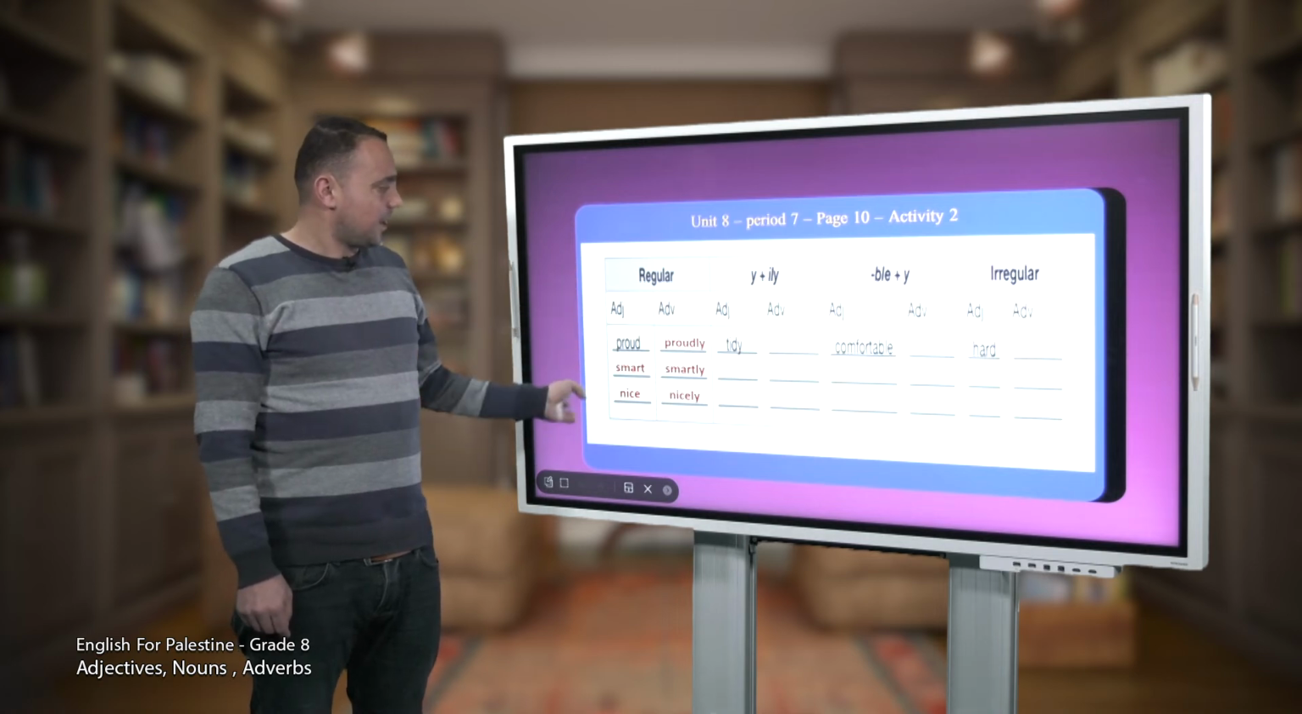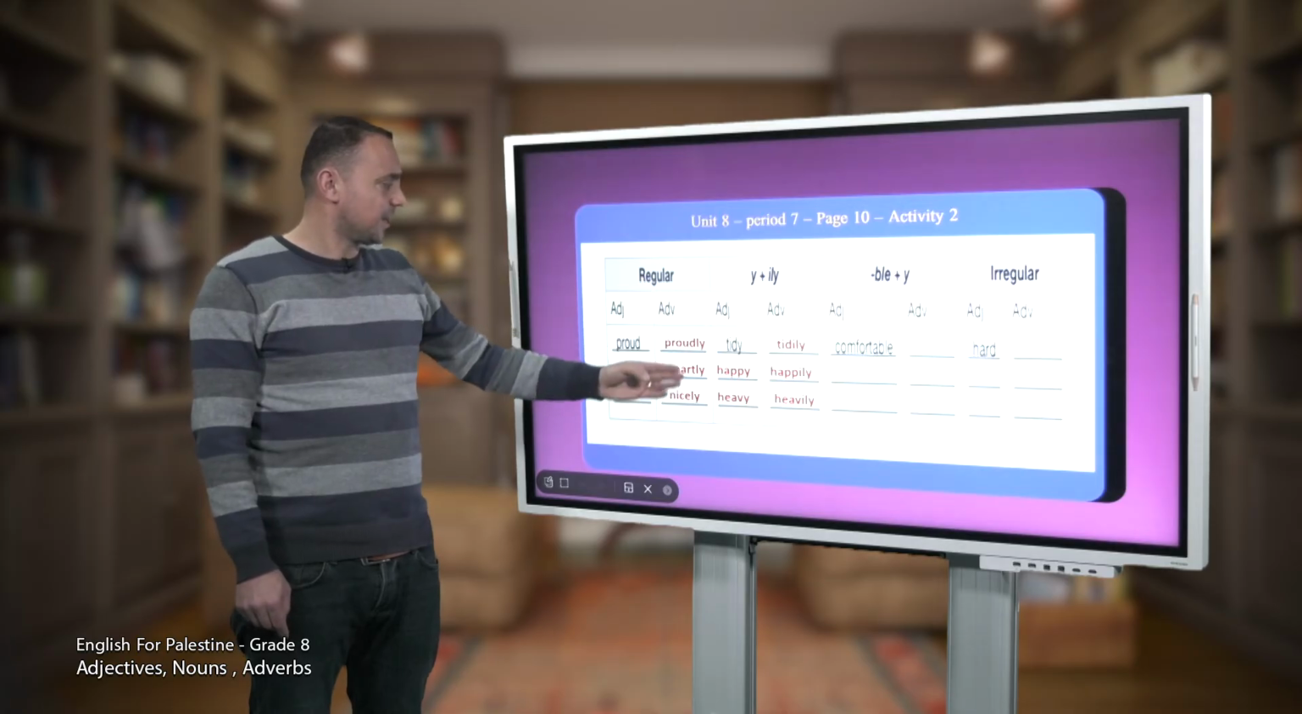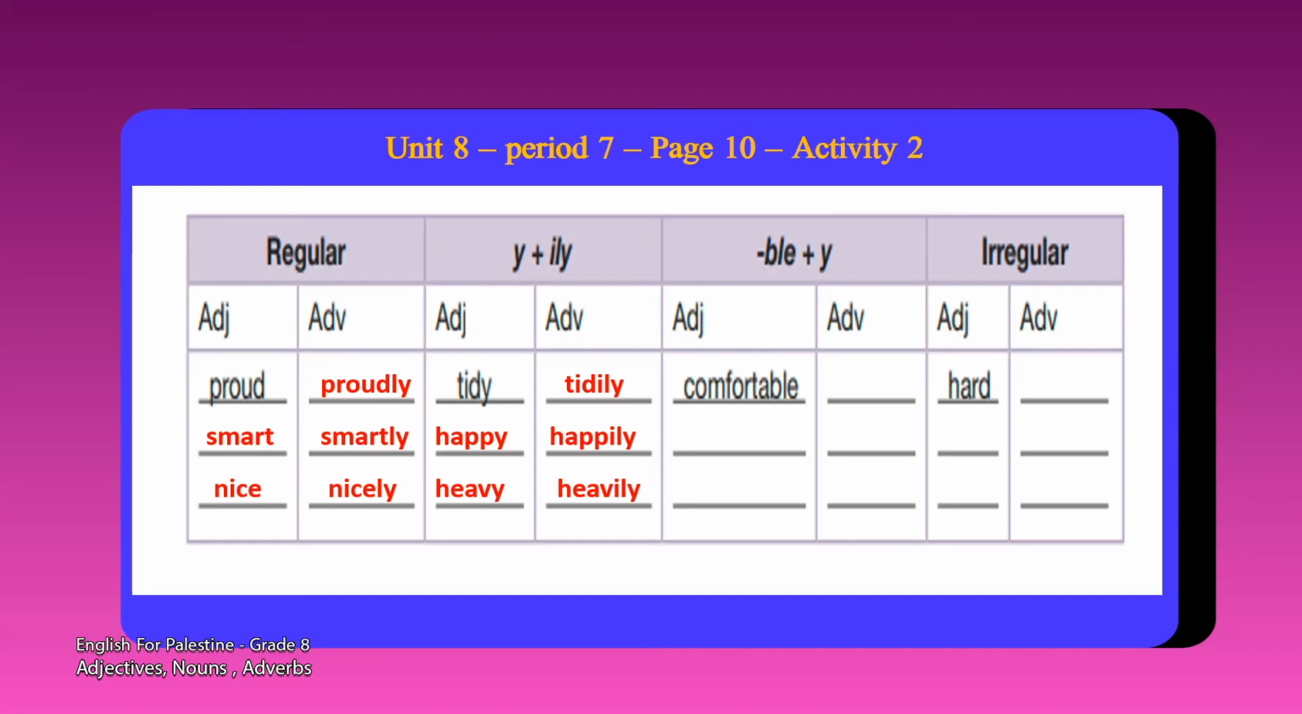What about here? We have tidy. Notice tidy ends with y. When we change tidy into an adverb, we change the y into i, and then we add ly at the end. What about happy? Happily. And heavy becomes heavily. Notice here the adjectives end with y. When we changed them into adverbs, we changed the y into i, and then we added ly.